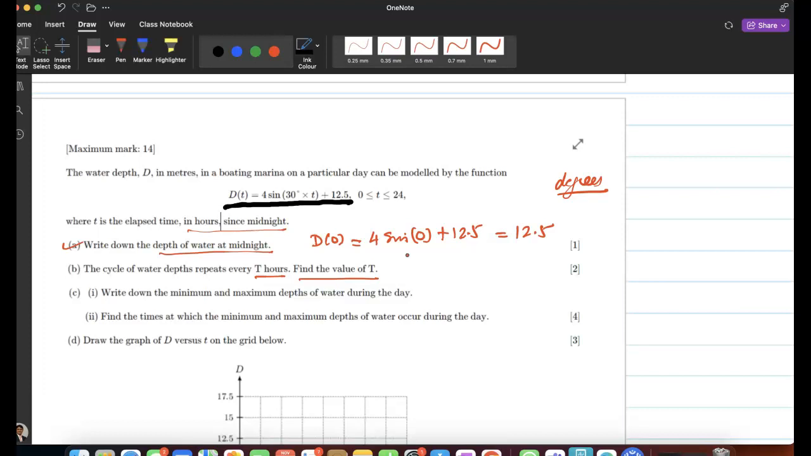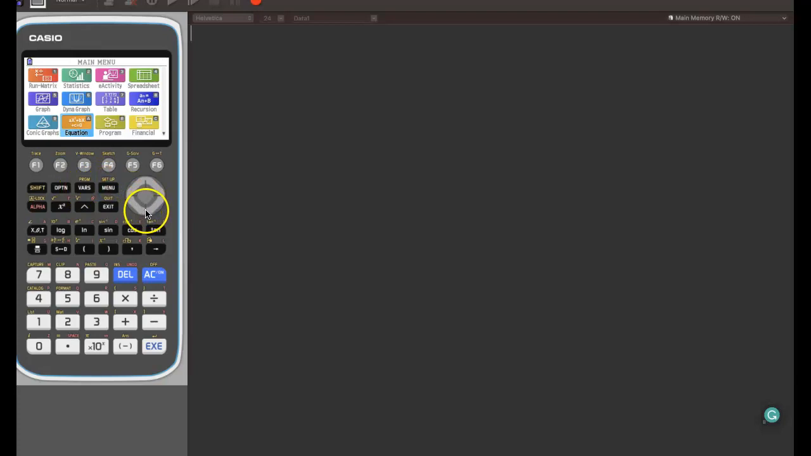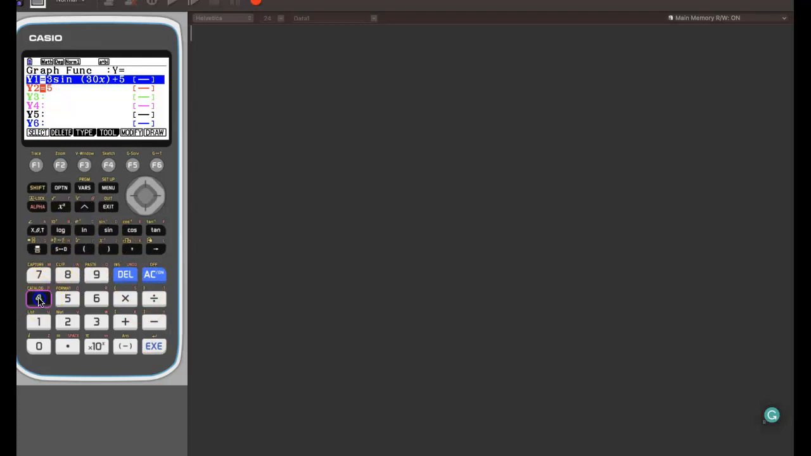Or if you are sketching it, we'll sketch this in the calculator. 4 sine 30 t plus 12.5. So menu, you go to graph, 4 sine, open brackets, 30 x, close brackets, plus 12.5. You enter this in the calculator. Delete this. This was the last sum. Okay? This is the graph.